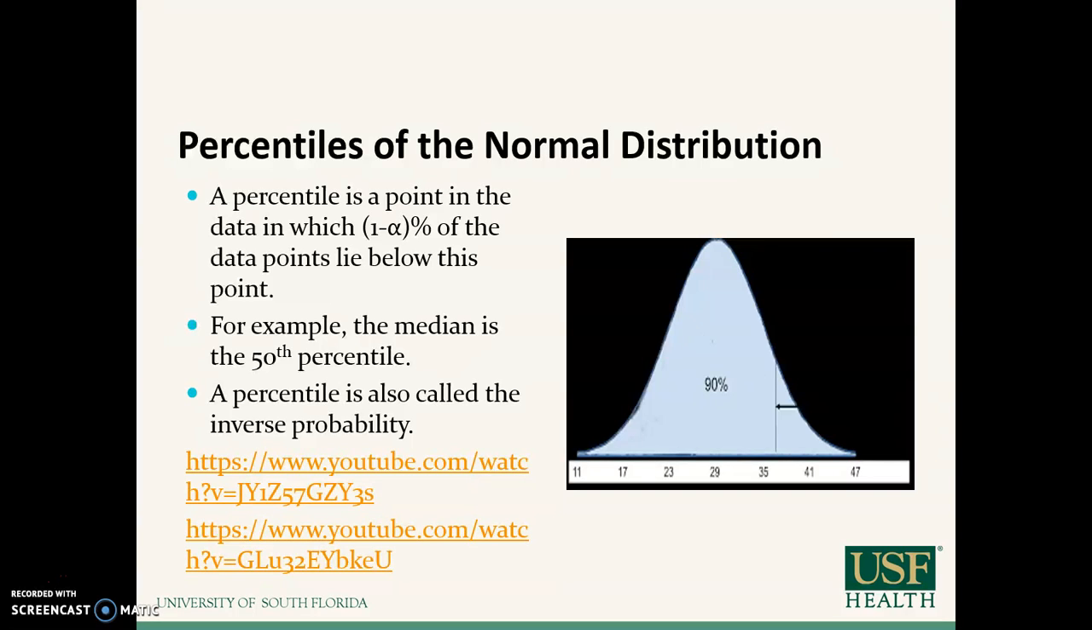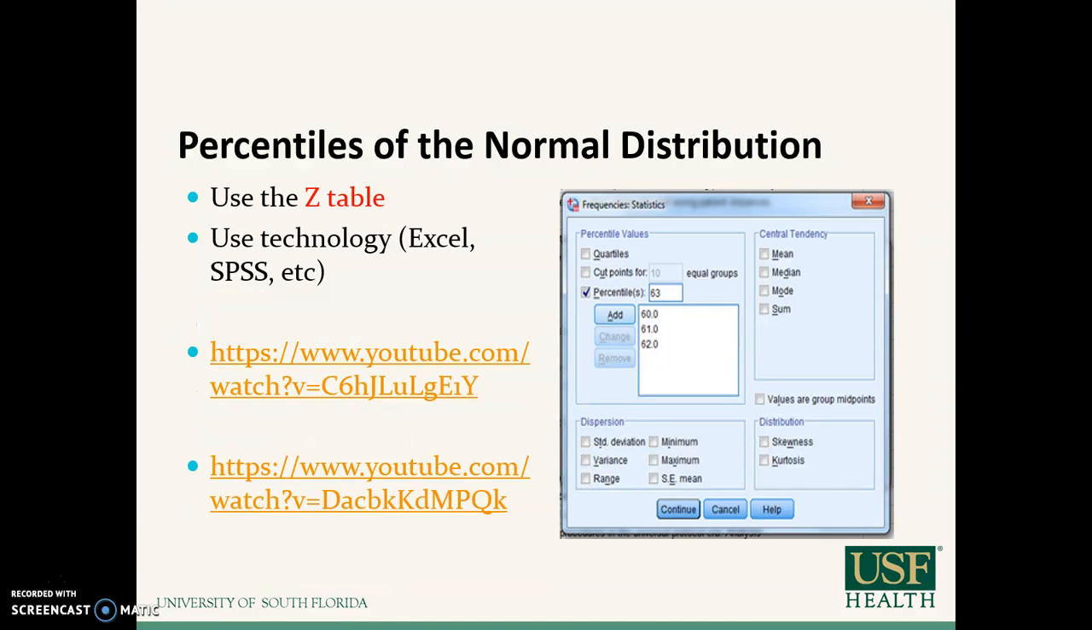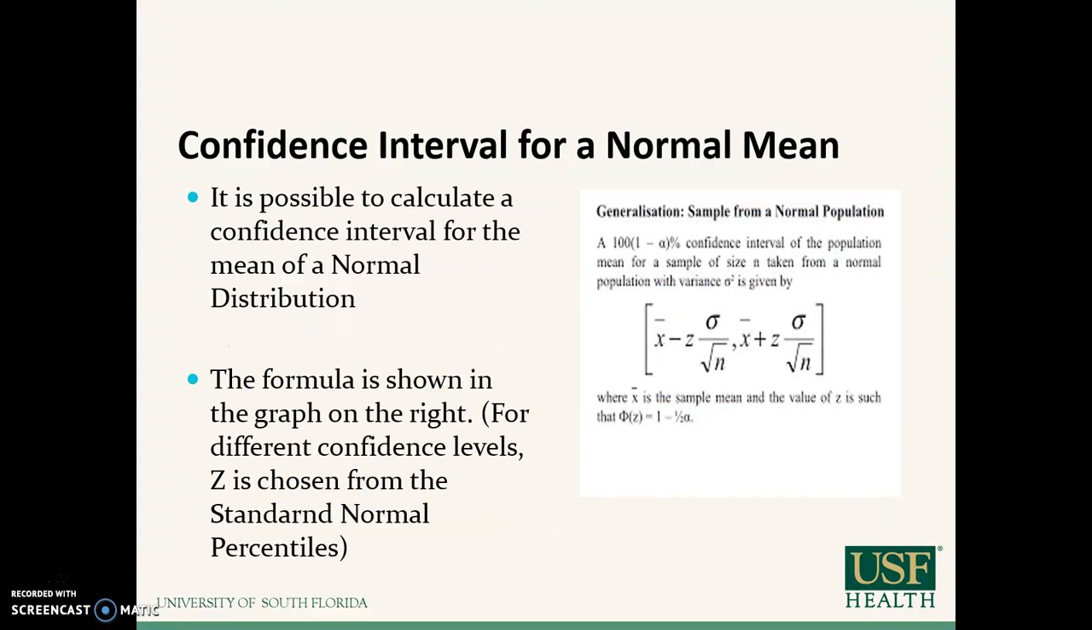And a percentile is also called the inverse probability. Here are two videos talking about the concept. And if you want to compute percentiles of the normal distribution, for the standard normal, you can use the Z table. You can also use technology. Here are some videos you can watch. And also in the Canvas course, we have demonstration files there for you to learn the process.